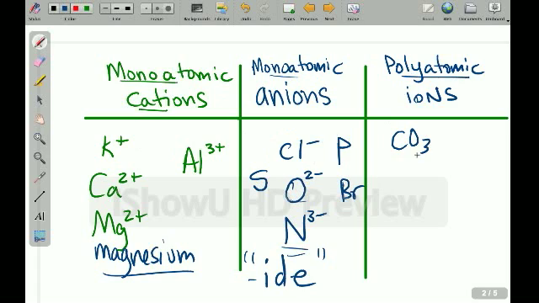Polyatomic ions are your CO3, your NO3, your SO4, what else?